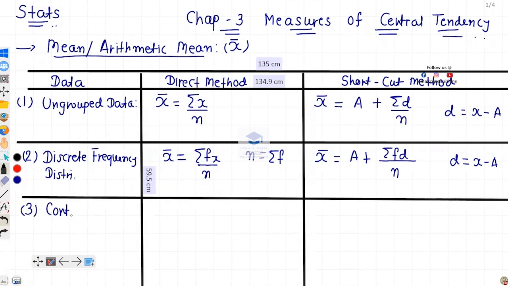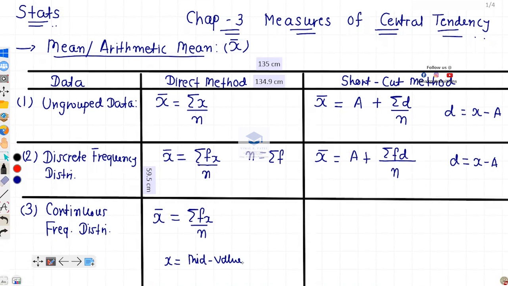And continuous frequency distribution, a distribution having classes. So here also x bar is equal to sigma fx upon n, but here x means mid value, lower limit plus upper limit divided by 2 for any class.